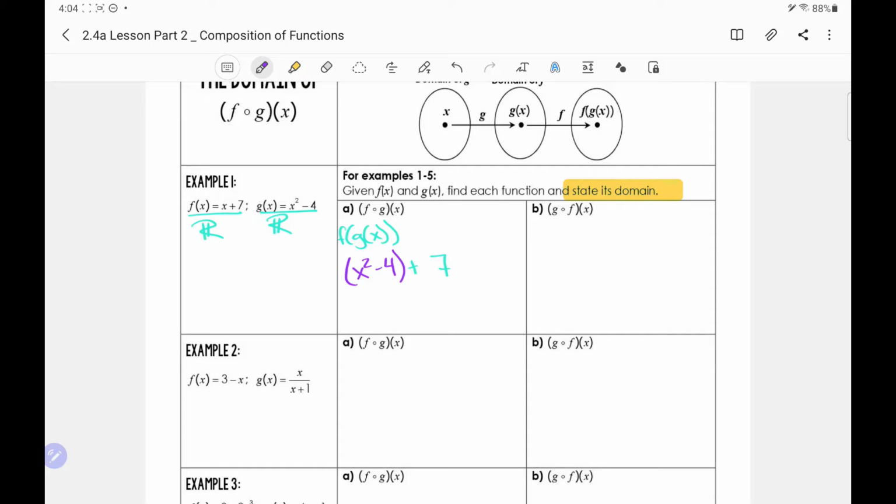I said that wrong. I erased just the x, not the plus 7, and I replaced it with g. So now I have x squared minus 4 plus 7.